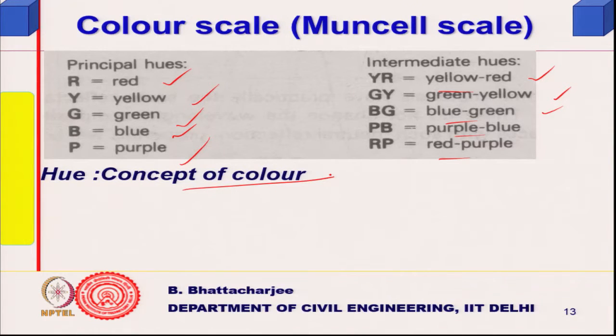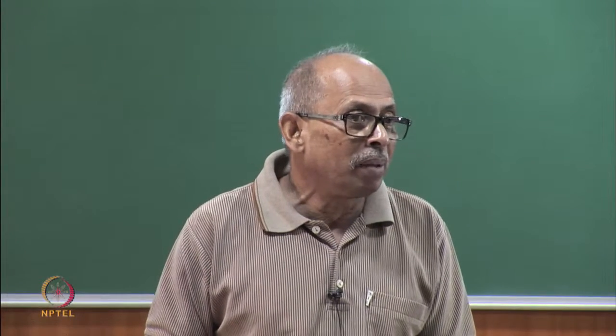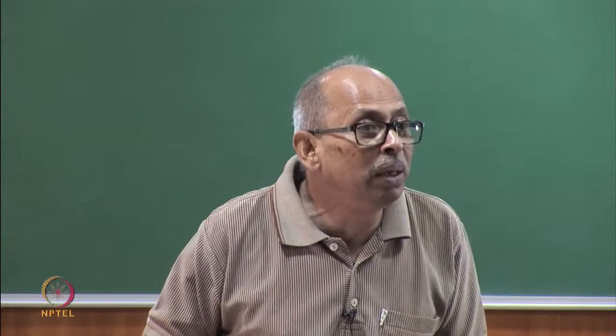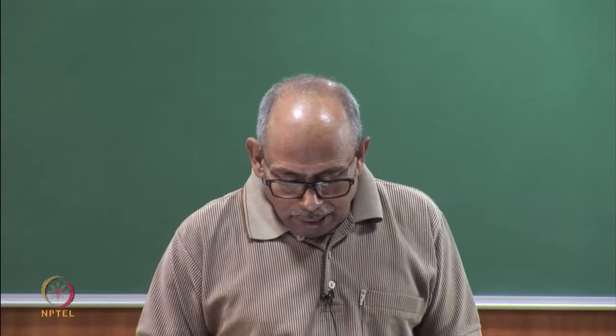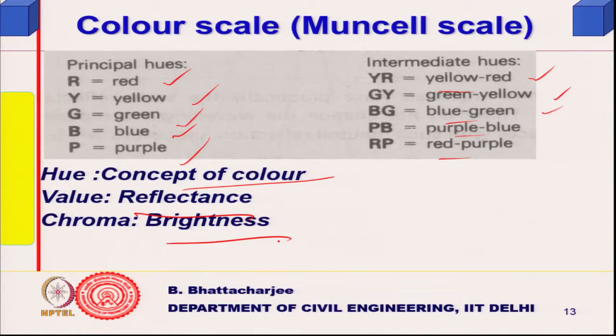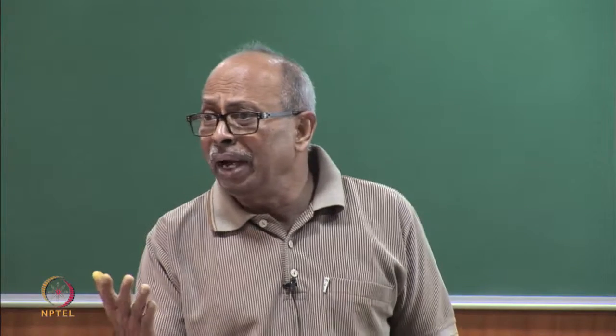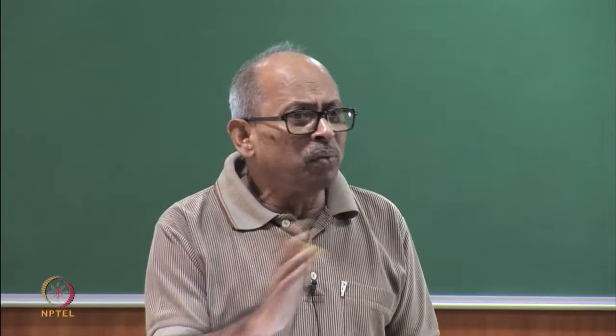Hue is the concept of color, it depends upon the wavelength of the light itself. Value is related to reflectance. High value means it is white, low value means it is black. The lowest would be black, the highest would be white. It is a relative scale. And then chroma is brightness, which is more subjective. Bright red, dull red, you talk of this kind of thing.